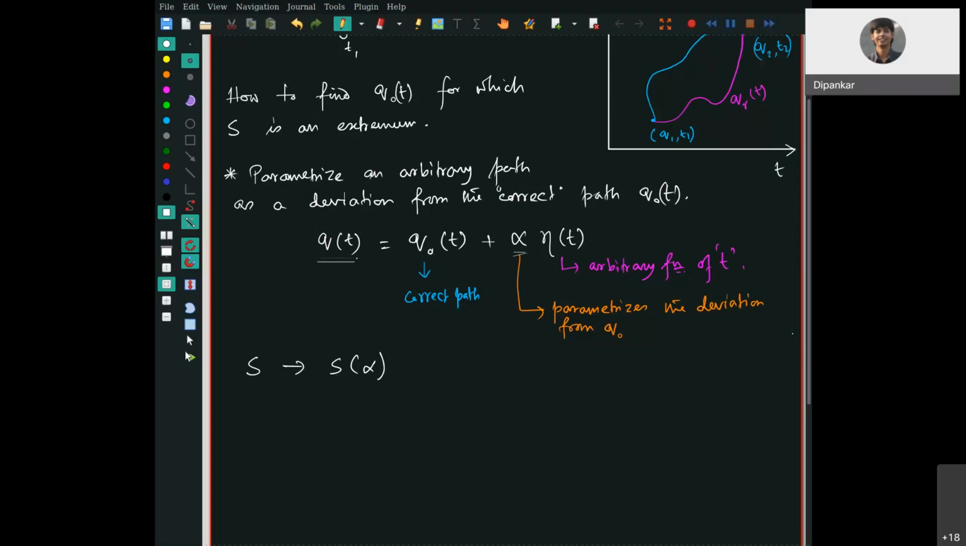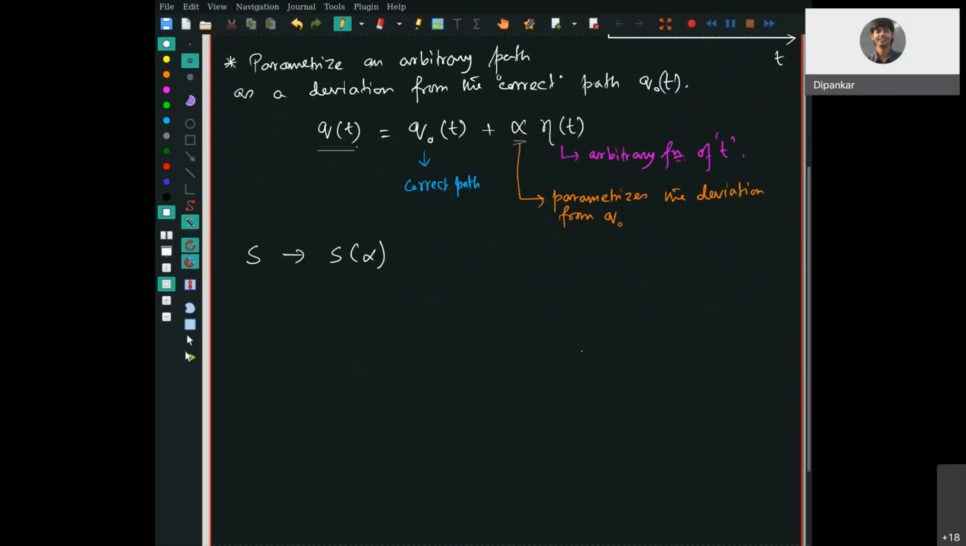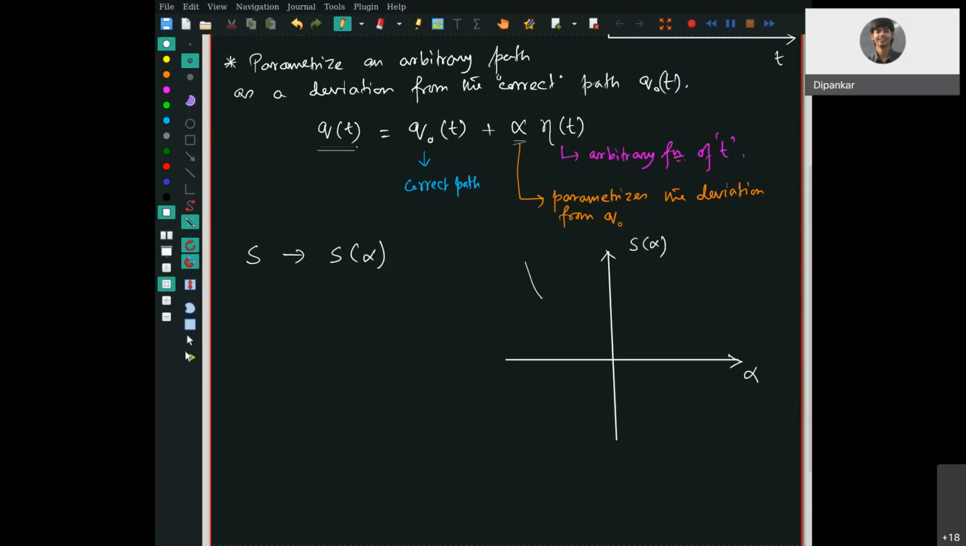If you plot S against alpha, then the plot will look something like this. Suppose these are your axes. Suppose this is my alpha, and here I plot S(alpha). Then this plot will look like this. So this is my alpha equals 0, this is the origin.